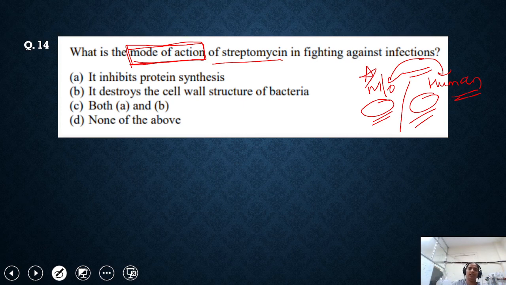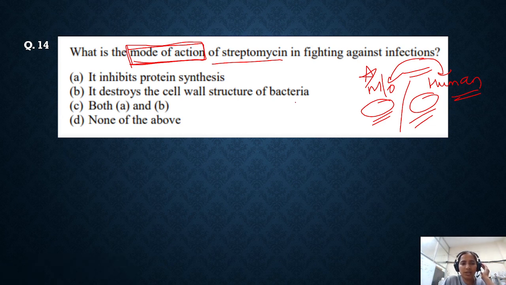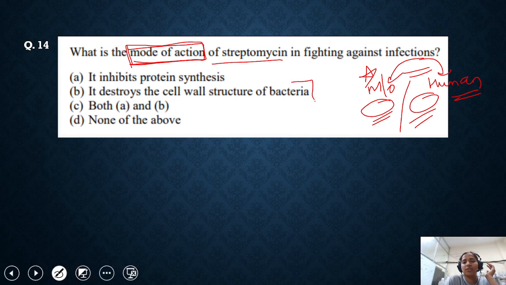So what are the options given? Let's read it. First is, it inhibits protein synthesis. Second is, it destroys the cell wall structure of bacteria. Third is both A and B, and D is none of the above. So, it destroys the cell wall structure of bacteria, this is the method of penicillin. But it might be of streptomycin. So we can't say that if it is the penicillin mode of action, it can't be of streptomycin. Okay. So you must know how this streptomycin will attack.